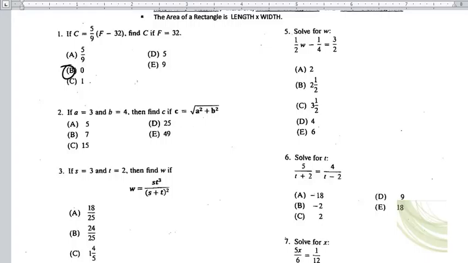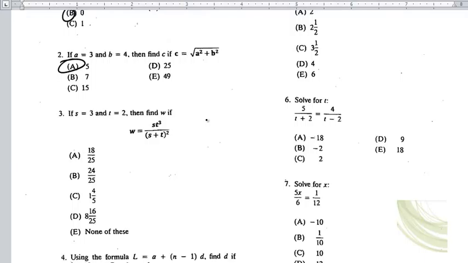A is 3, B is 4. Find C if C is equal to the square root of A squared plus B squared. Again, if you recognize Pythagorean triple, you would see that this is a 3, 4, 5 triangle. If you didn't know that, you put 3 squared in is 9, 4 squared is 16, 9 plus 16 is 25, square root of 25 is 5. Okay?